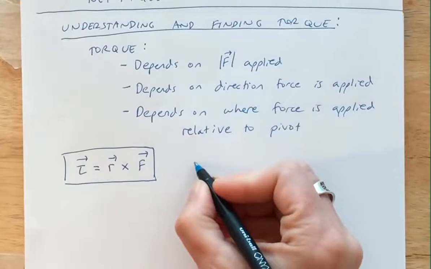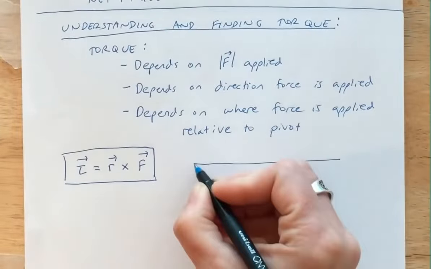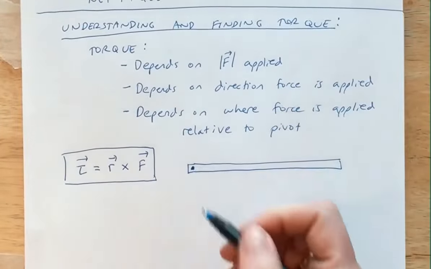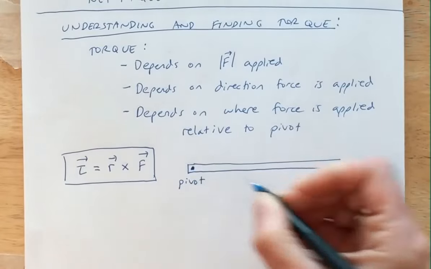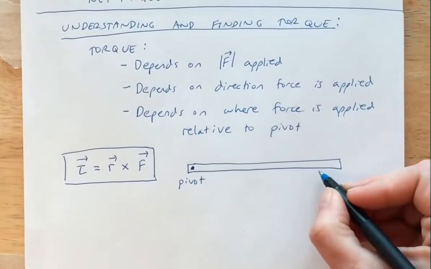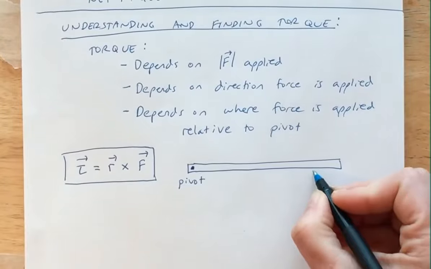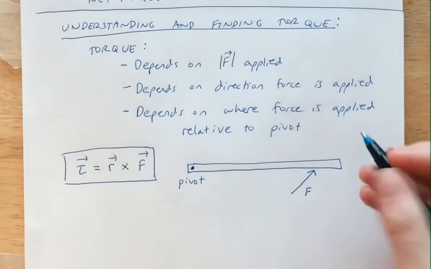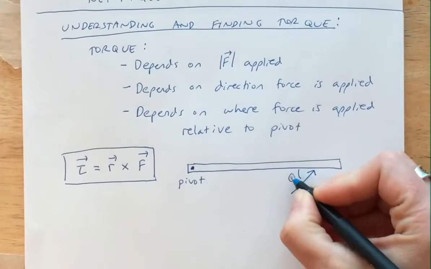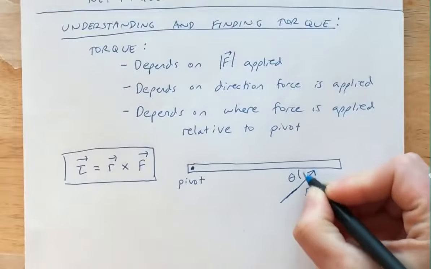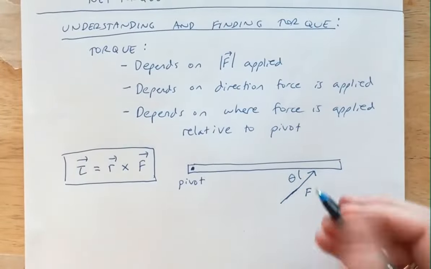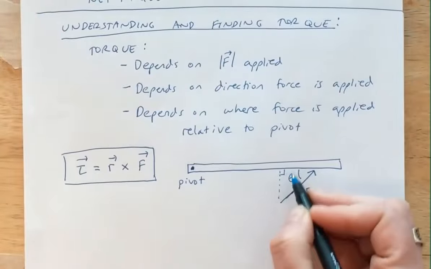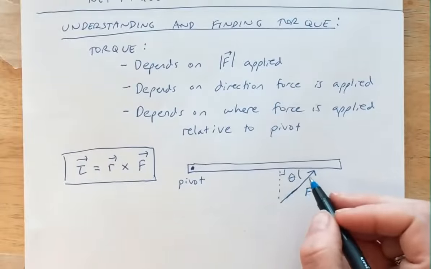To understand this, let's look at a diagram of, say, something like the pen I was trying to rotate, or a top view of a door that might be pivoted at one end. So we'll draw our pivot. And then let's imagine that I'm applying a force. In this case, I'm going to draw a force at an angle. So let's say I'm applying a force at some angle that's not exactly perpendicular, and it makes some angle theta with the object. And so I can draw here this right triangle involving the force applied and the angle theta.